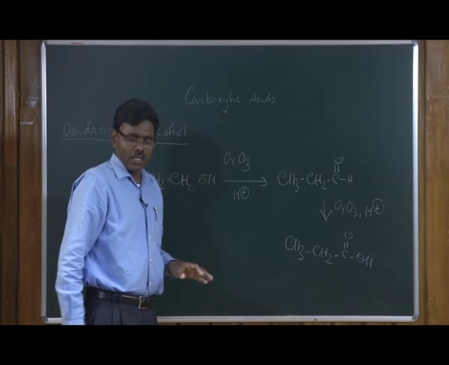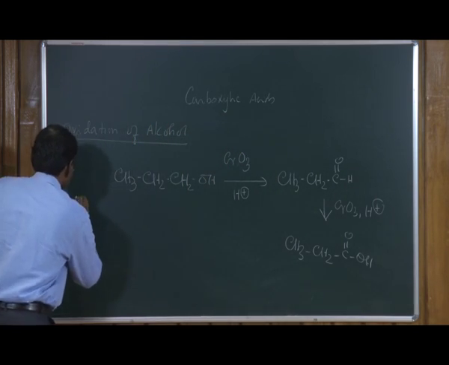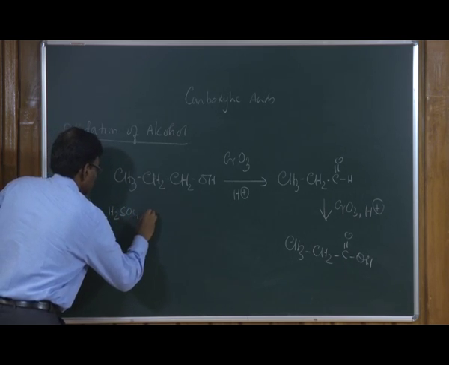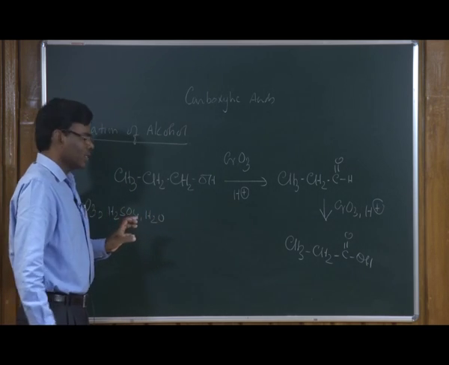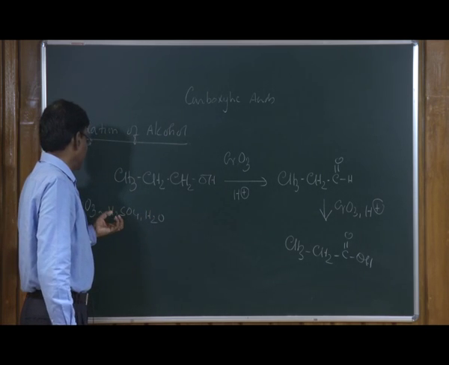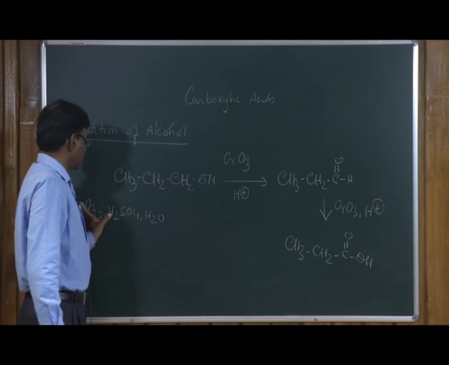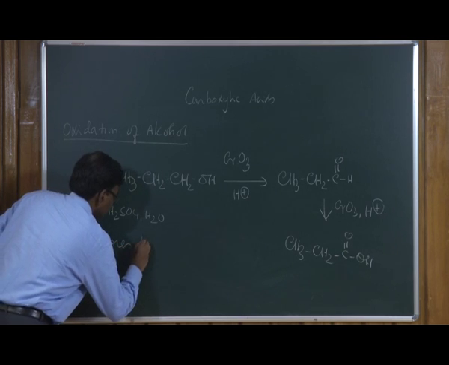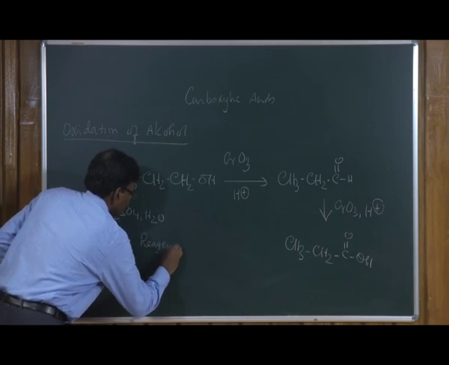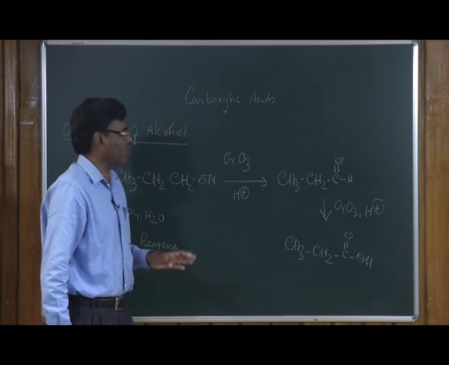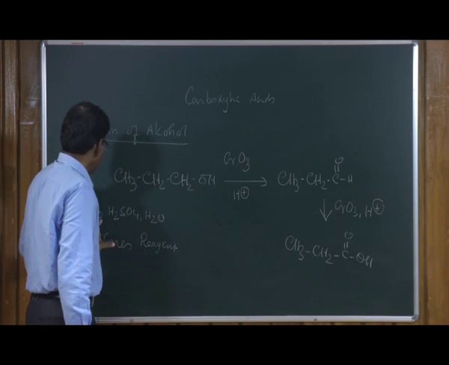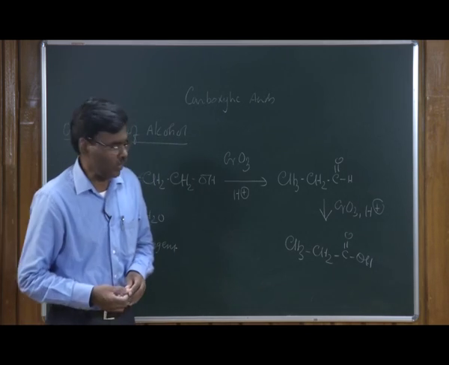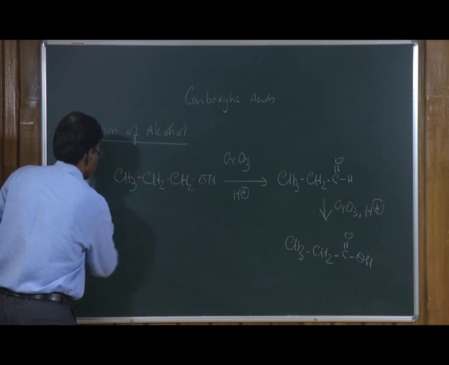So, this is known as Jones reagent. When you dissolve chromium trioxide in sulfuric acid under dilute conditions, this is called the Jones reagent. This is widely used for the oxidation of alcohol to carboxylic acids, and this reaction is usually carried out in acetone as solvent. Let us see the mechanism of this reaction.